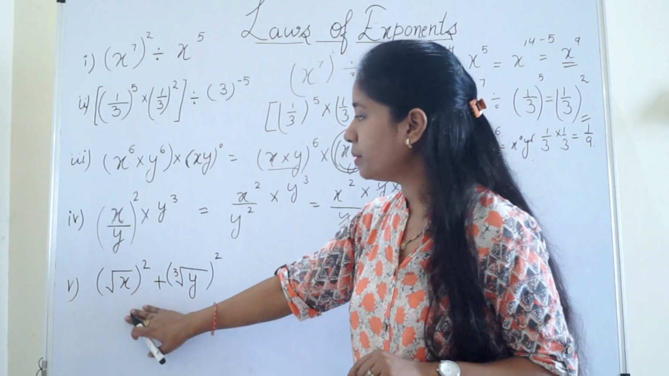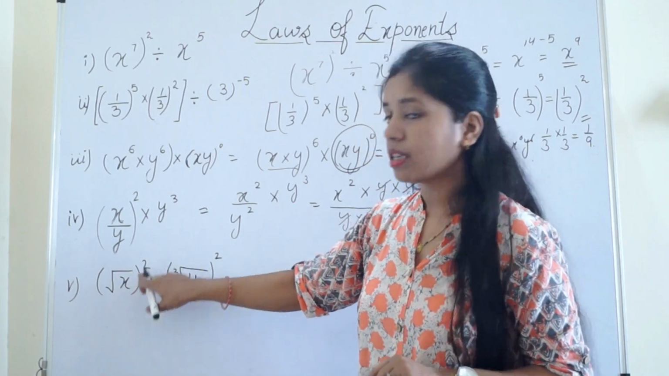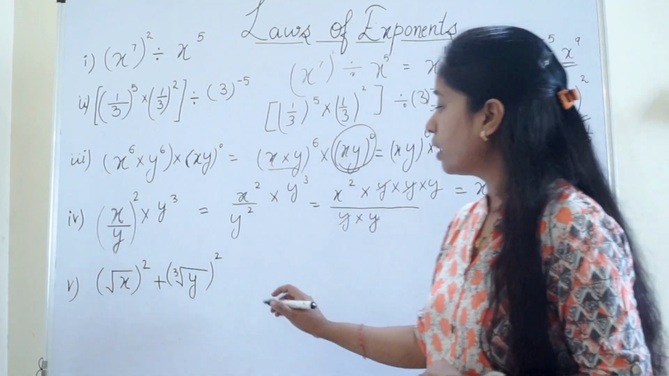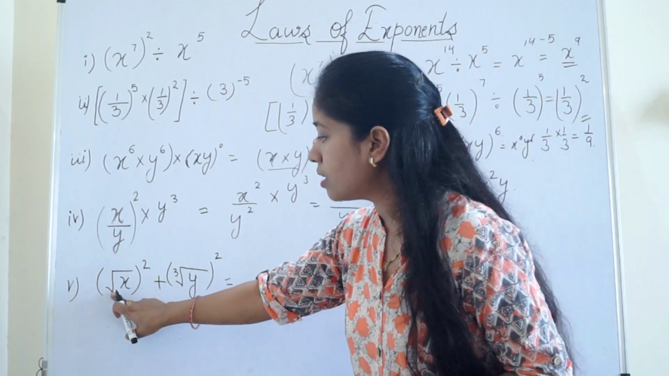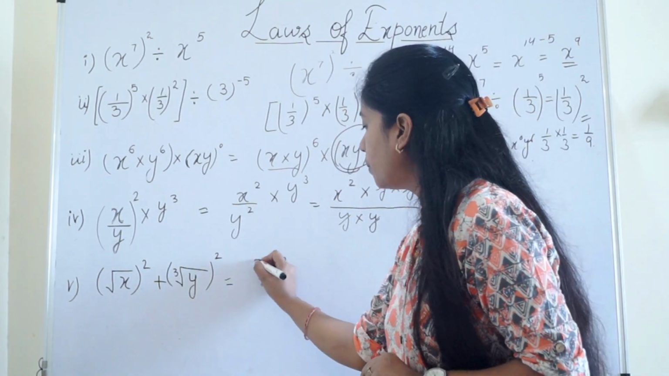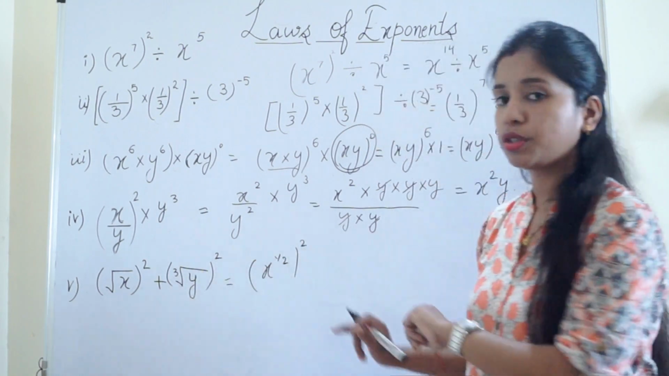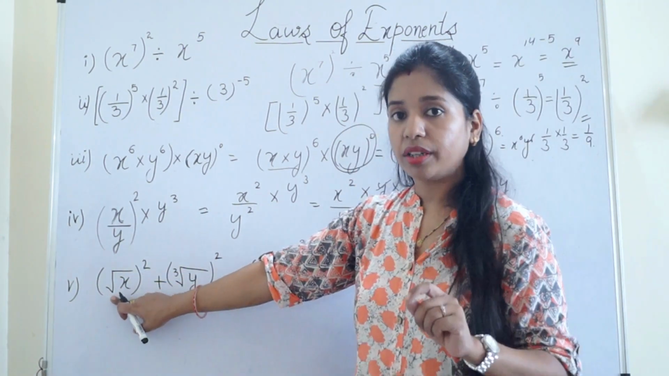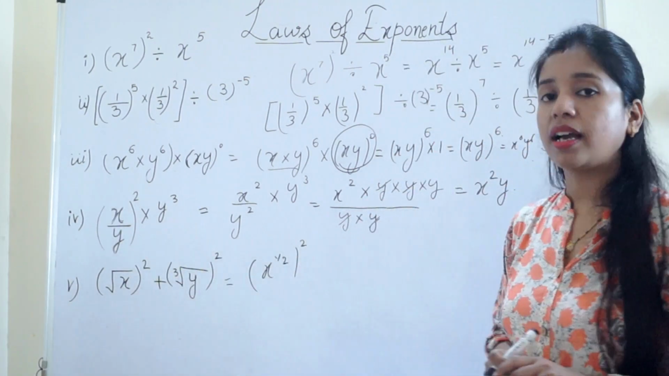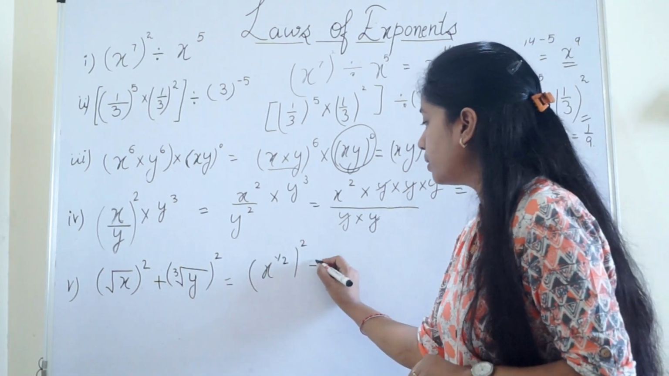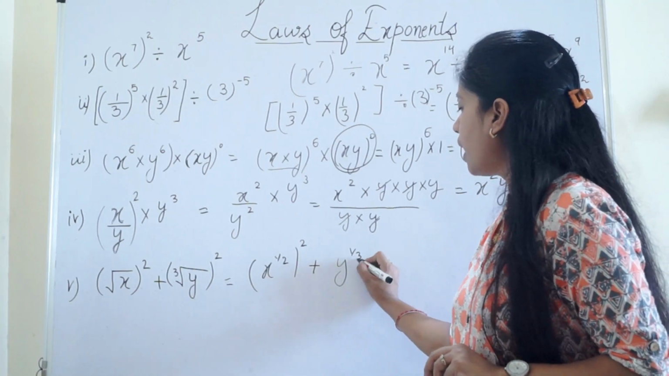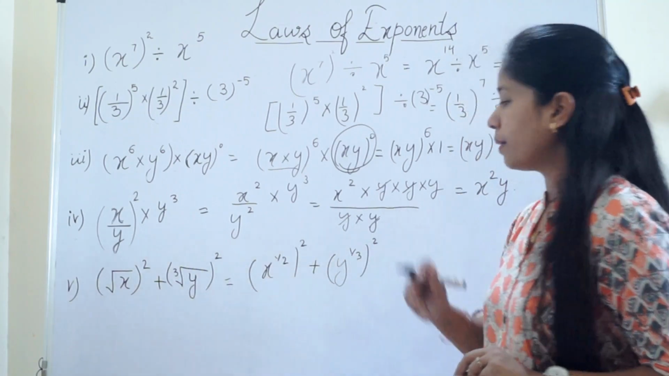Now next I am having here under root x to the power 2 and cube root y to the power 2. So what I can do here is, I can write this under root as 1 by 2. So it will become x to the power 1 by 2, and I am having here the whole power, that is 2. I have changed the square root to 1 by 2, and I am having a square as a whole, so it is here as a whole. Now next I am having here cube root of y, so how can I write it? y to the power 1 by 3, and it is having whole power square.